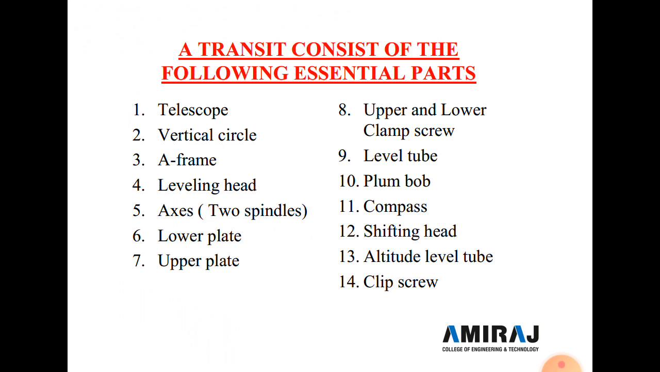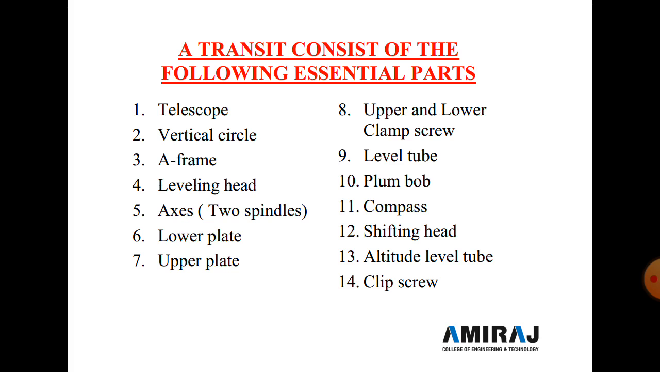Now here, the transit consists of the following essential parts. There are 14 main parts of the theodolite. First one is a telescope, second is a vertical circle, third is an A-frame, fourth is a leveling head, fifth is an axis, means two spindles, sixth is a lower plate, seventh is an upper plate, eighth is upper and lower clamp screws, ninth is a lower tube, 10th is a plumb bob, 11th is a compass, 12 is a shifting head, 13 is an altitude tube level, and 14 is a clip screw. One by one we discuss all the parts in the next slide.